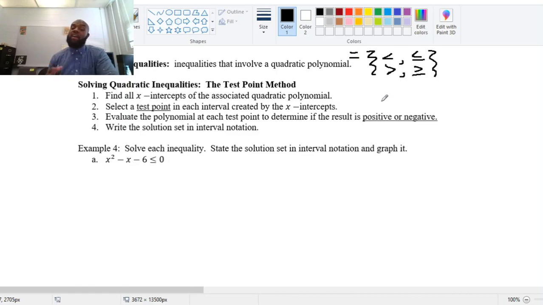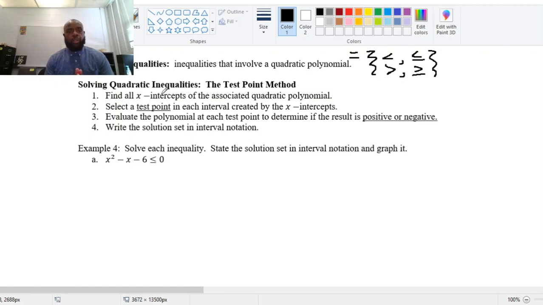There are multiple methods that we can use to solve quadratic inequalities, right? But what we're going to focus on is the test point method. So with the test point method, usually it's simplest to compare things to 0, all right?